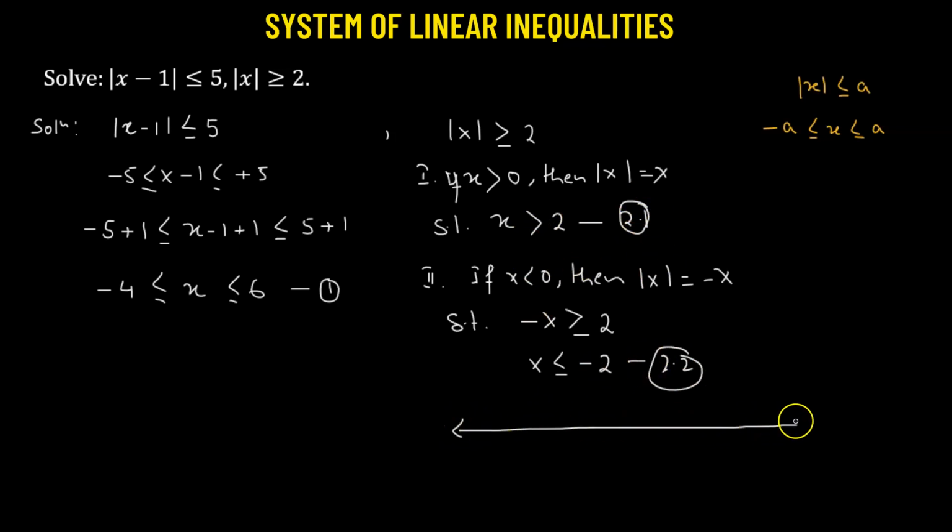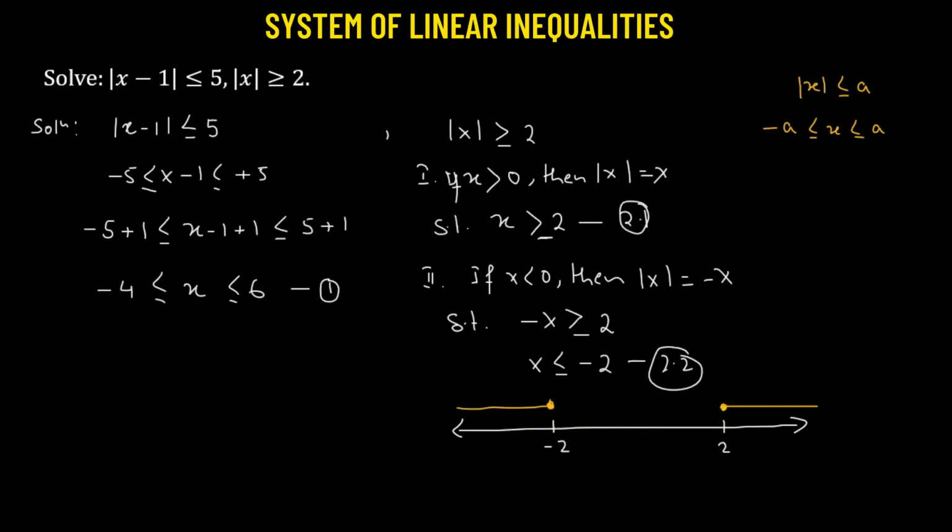So here we will sketch a number line. On the number line, we'll take negative 2 and positive 2. So 2.1 states that x must be greater than or equal to 2. So we'll consider all the values of x which are greater than or equal to 2. And x less than or equal to negative 2 means we'll consider all the values of x which are less than or equal to negative 2. So this is the region. It will take all the values lying to the left of x equals negative 2. Here negative 2 is also a part of the solution and x equals 2 is also a part of the solution.